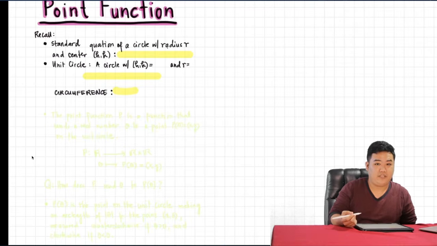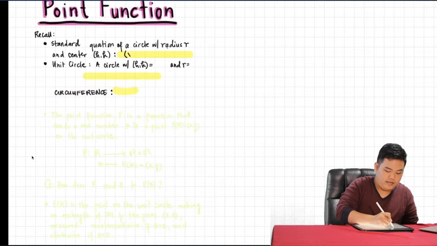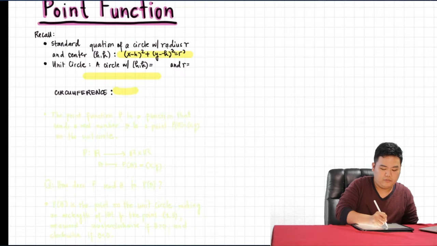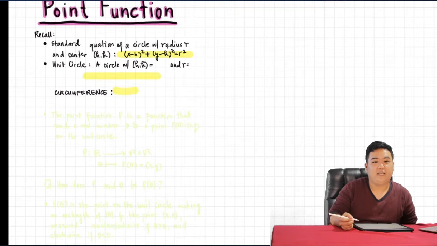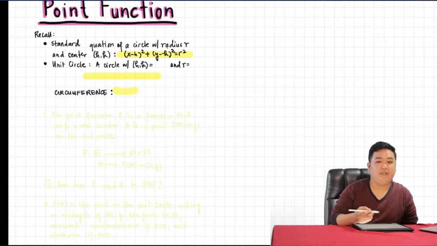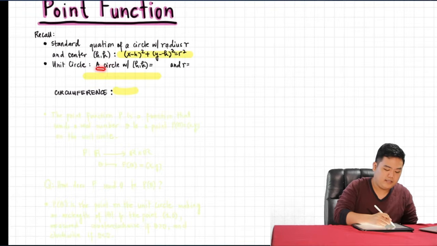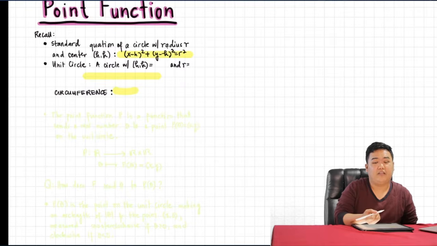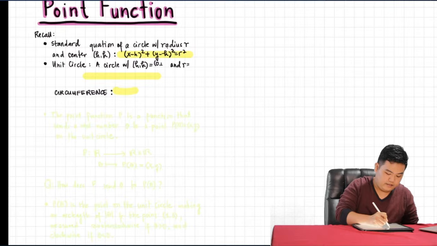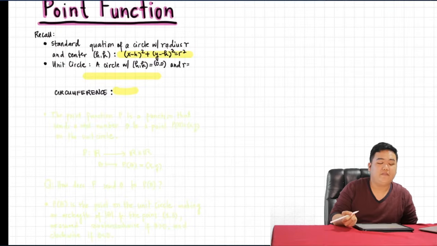So the standard equation of the circle with such properties is x minus h square plus y minus k square equal to r square. And for us to define the point function, we need the equation of the unit circle. When we say unit circle, it is just a circle with center at the origin. So meaning our hk is 0, 0. From the name itself, unit circle, unit, the radius is 1.